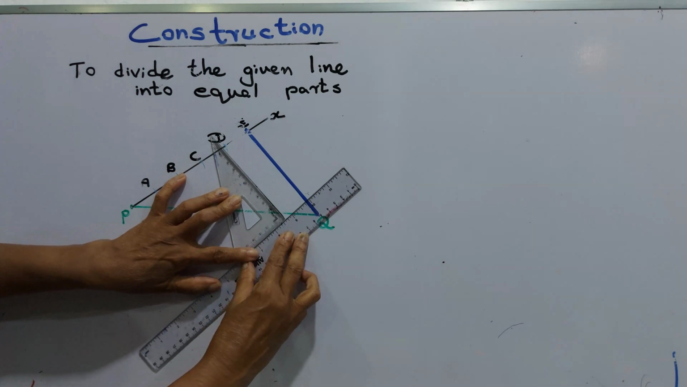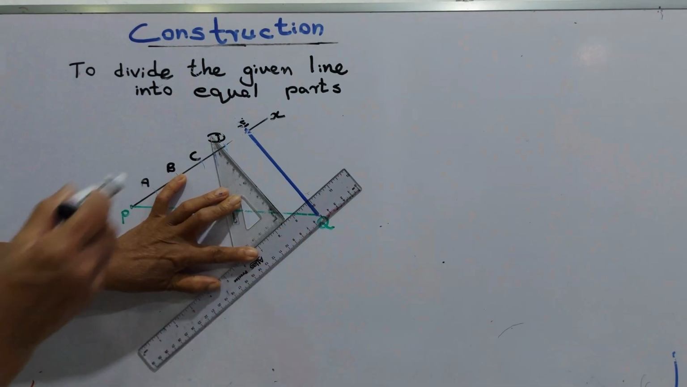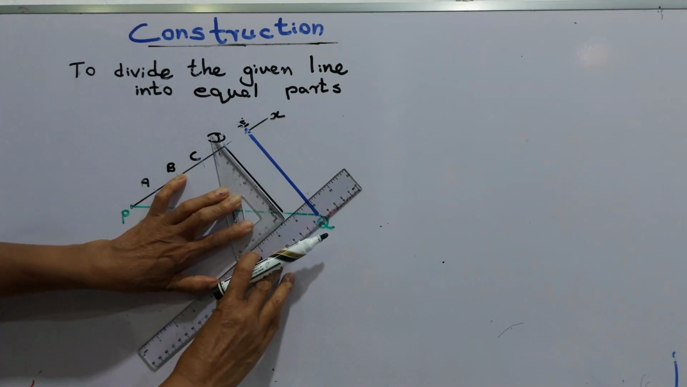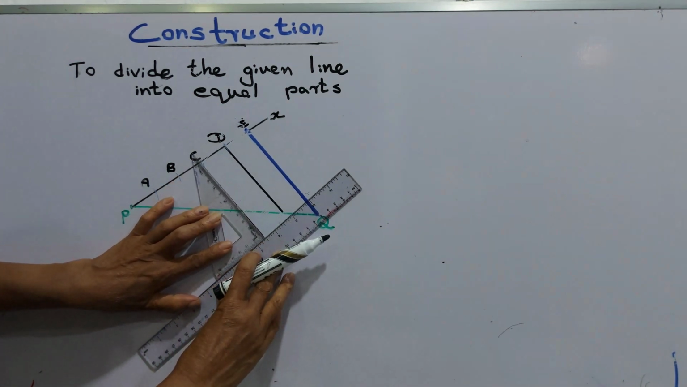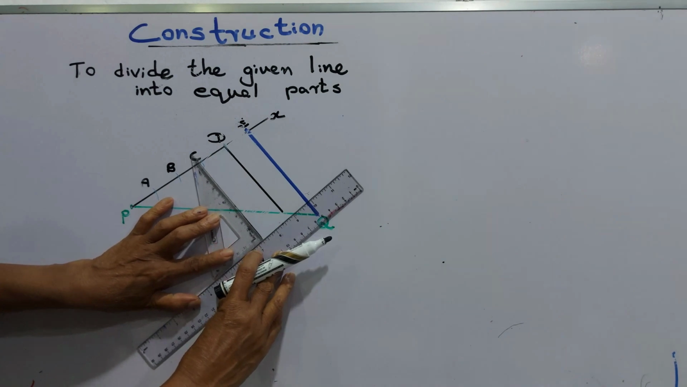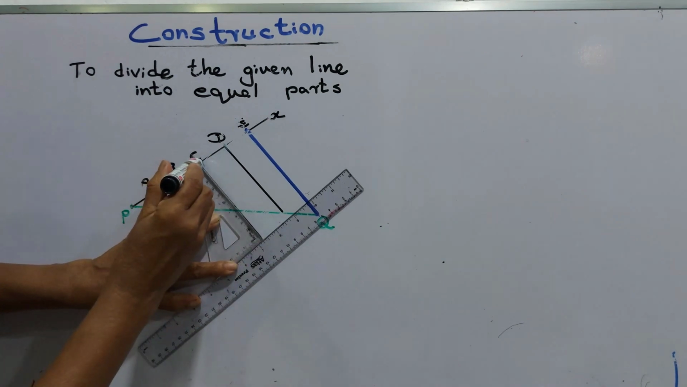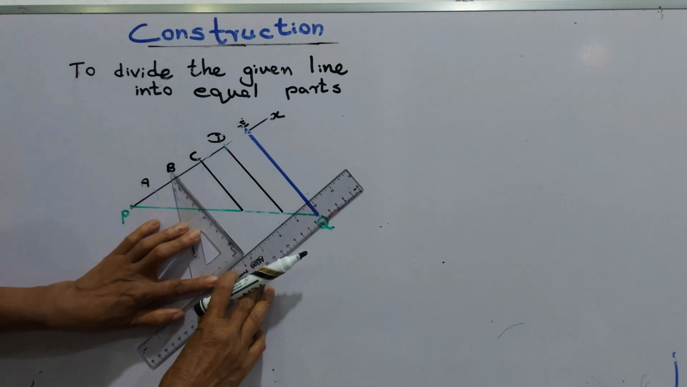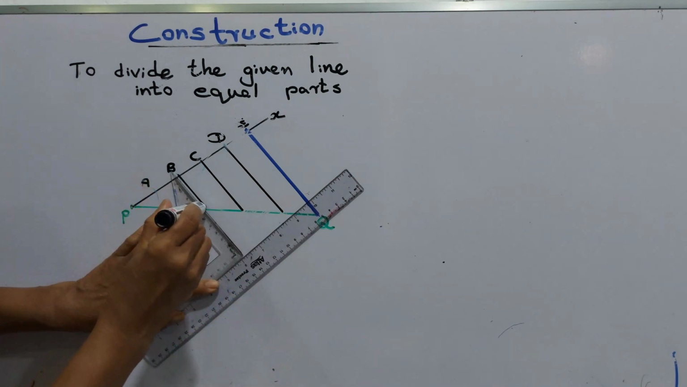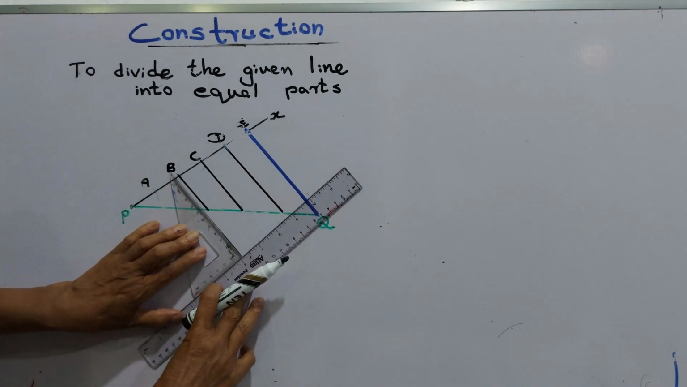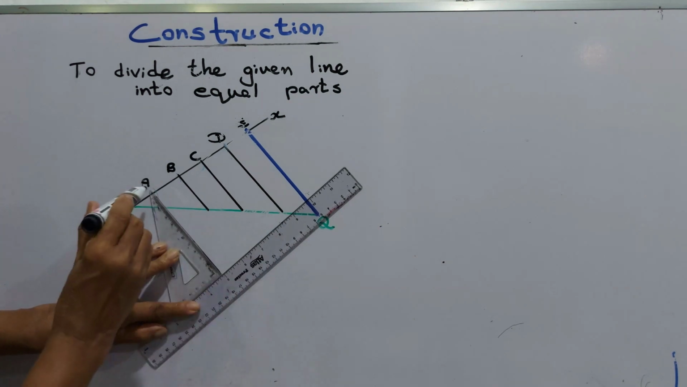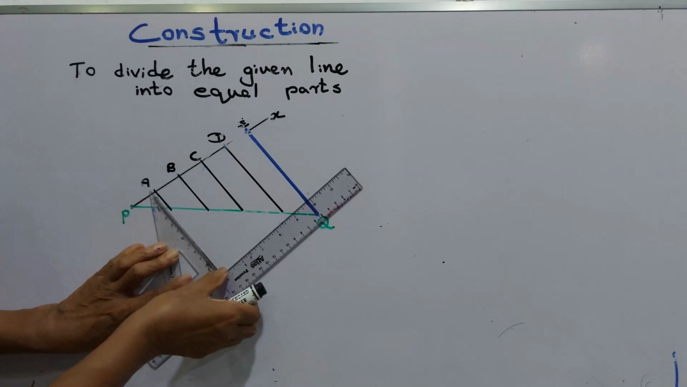Then when it meets D, you can draw a line here. Move the set square forward. When it meets C, draw another parallel line here. Move forward. When it meets B, draw another line. Move the set square forward. When it meets A, you can draw another line.